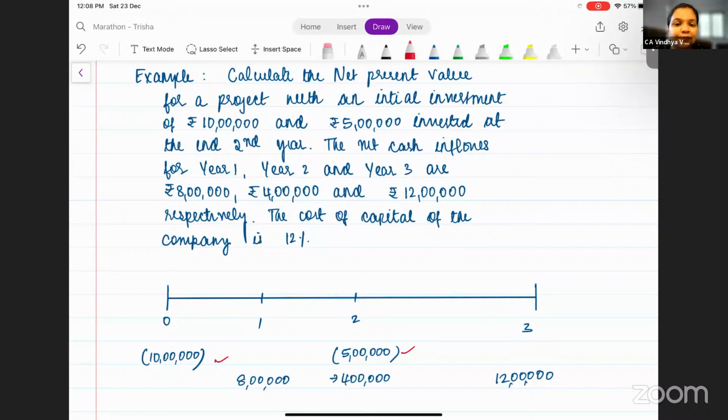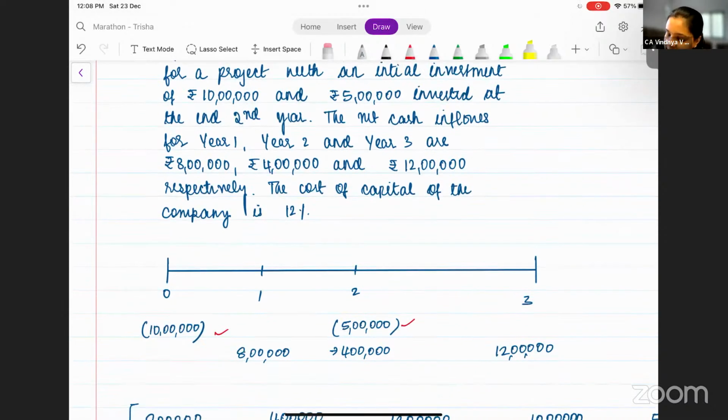Next, the net cash inflows for year 1, year 2 and year 3 are 8 lakh, 4 lakh and 12 lakh respectively. 8 lakh is the inflow for year 1, 4 lakh is the inflow for year 2 and 12 lakh is the inflow for year 3. I hope it's clear till here. The cost of capital of the company is 12%, which means rate of interest is 0.12. That can be considered as I.